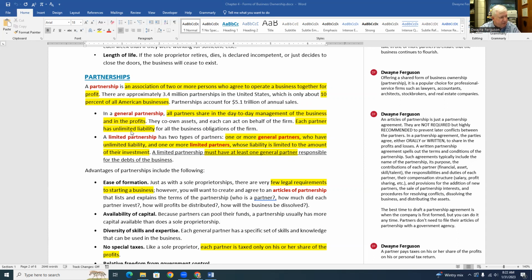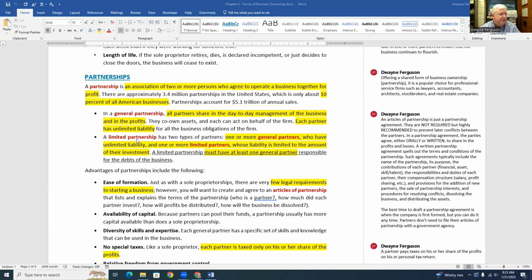But again, each one of you has unlimited liability, just like in a sole proprietorship, where the owner has unlimited liability. The general partners would all have unlimited liability, so responsible for the debts, responsible for suits against the company, stuff like that. So what if you didn't want to have unlimited liability?